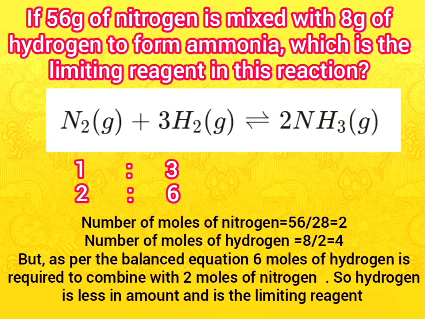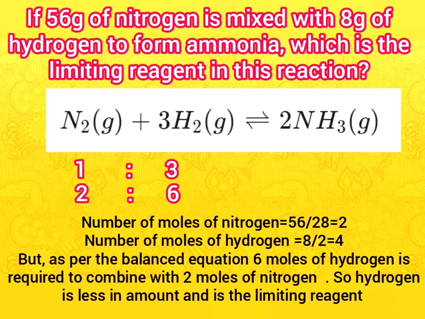If 56 gram of nitrogen is mixed with 8 gram of hydrogen to form ammonia, which is the limiting reagent in this reaction? The balanced chemical equation for the Haber process, that is for the production of ammonia, is given by N2 + 3H2 gives 2NH3. This means that 1 mole of nitrogen combines with 3 moles of hydrogen to produce 2 moles of ammonia.